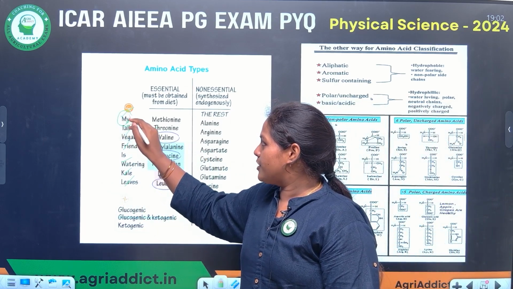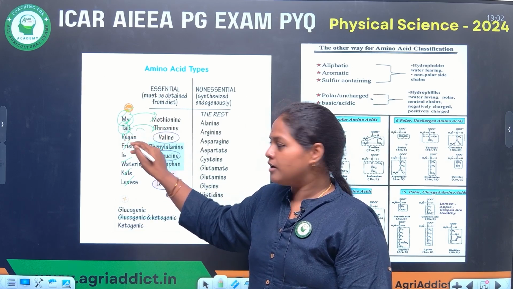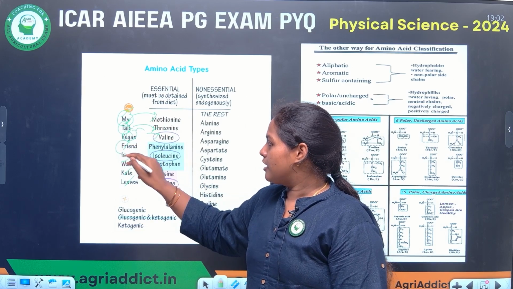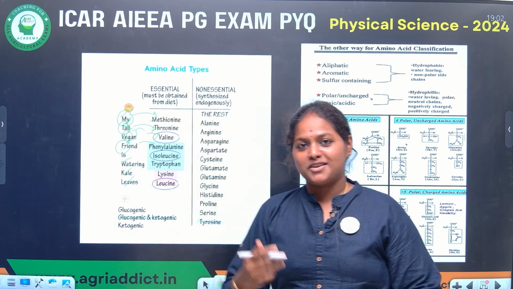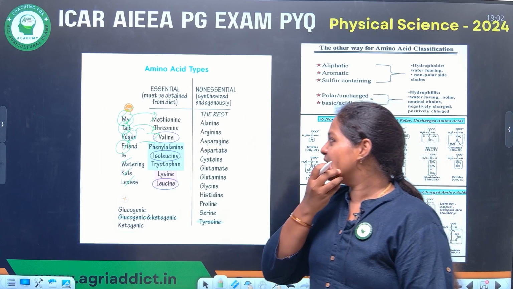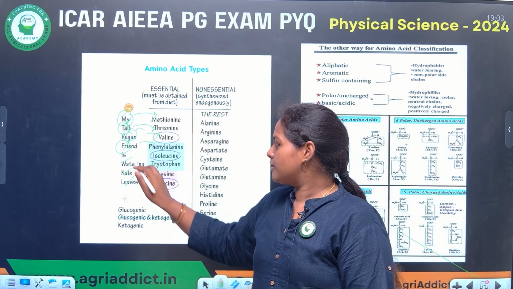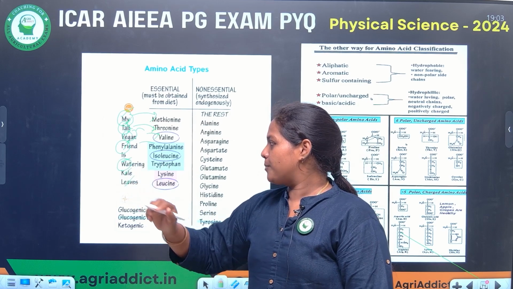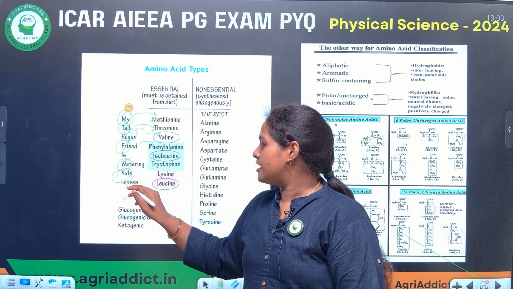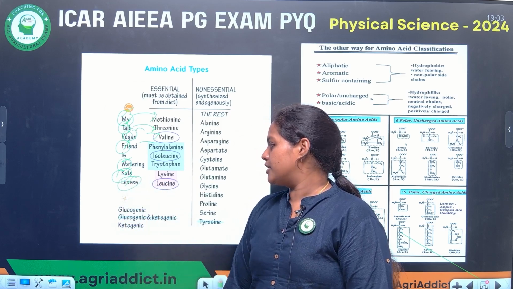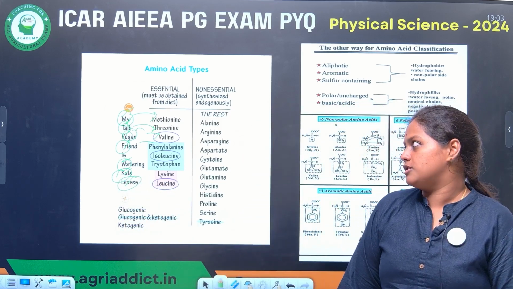M stands for methionine, T stands for threonine, V valine, F or PH. You should pronounce it in the same way. So F stands for phenylalanine, I isoleucine, W tryptophan, K lysine, leaves, leucine. Like that, you should remember essential amino acids.